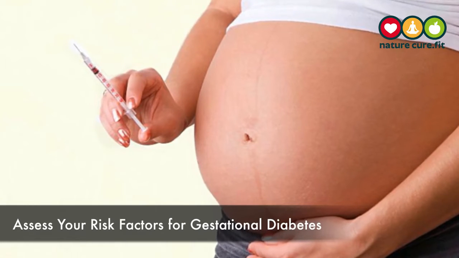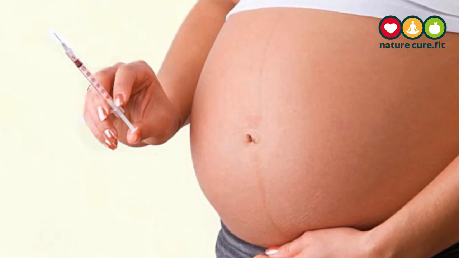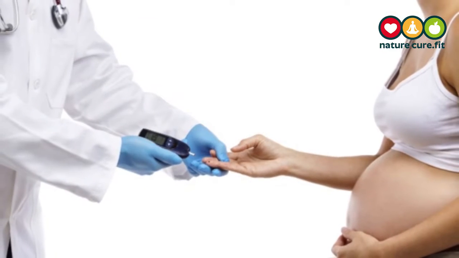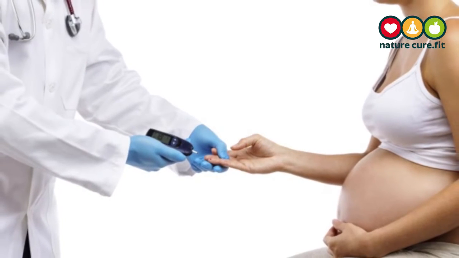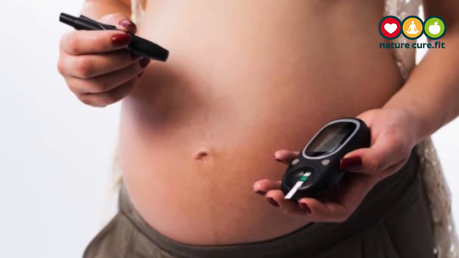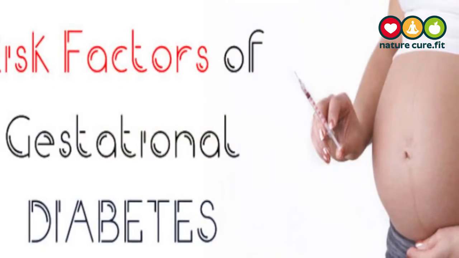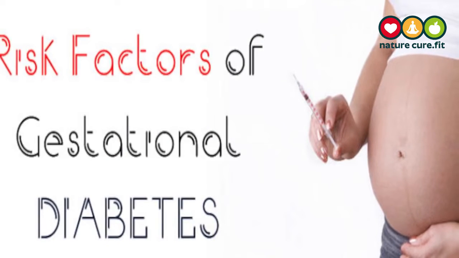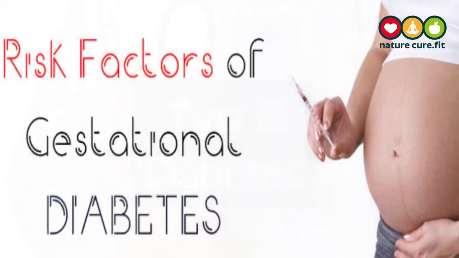Assess your risk for gestational diabetes. Gestational diabetes occurs in women who are pregnant. Women at low risk will be tested in the second trimester between weeks 24 and 28. Women who experience gestational diabetes have a higher risk of developing type 2 diabetes within 10 years after the birth of their child. Risk factors include pregnancy over the age of 25, family or personal health history of diabetes or pre-diabetes, being overweight at the time of pregnancy, a BMI of 30 or more.